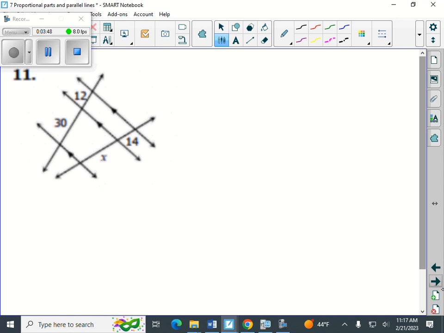Same idea here. We have three parallel lines. Here's a parallel line, here's a parallel line, here's a parallel line, and then we have a transversal here, we have a transversal there. So we can set up a proportion. And I did 30 divided by 12 is proportional to x divided by 14. So once again, what we're going to do is cross multiply.